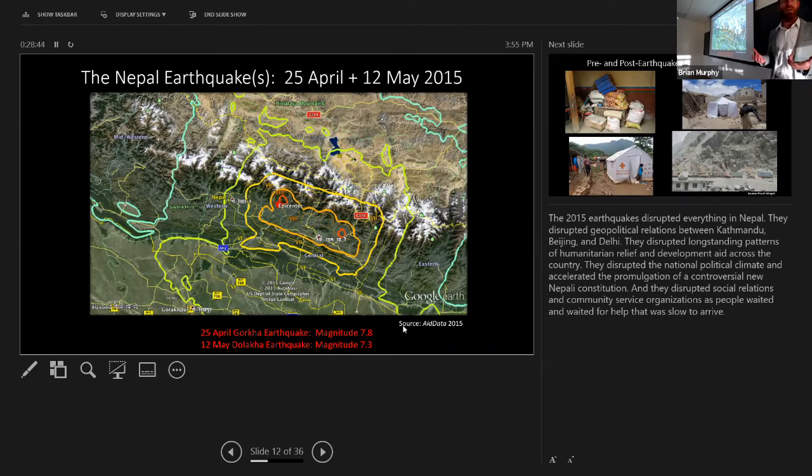They also disrupted social relations and community service organizations as people waited and waited for help that was slow to arrive. In many ways, and in view of many Nepalese, China came to the rescue.